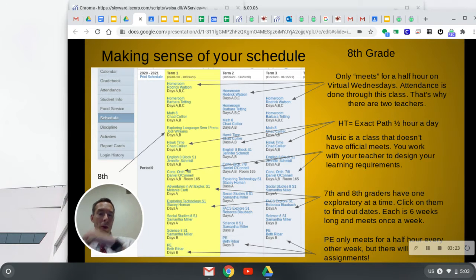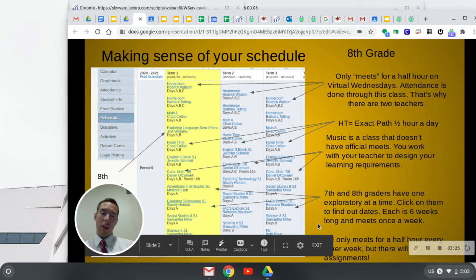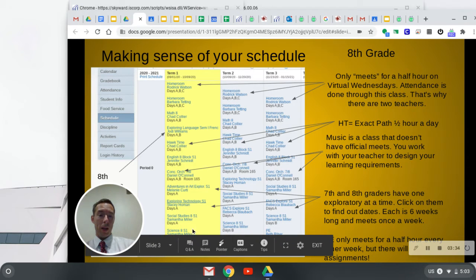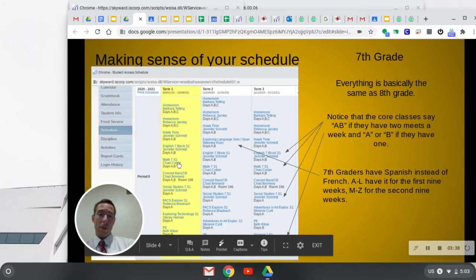You meet each one for 6 weeks, half hour every week of meeting. The rest of the time you're doing homework. And then notice everybody's got a PE class. PE is a class that meets just for a half hour every other week, but there will be lots of assignments to do between. So pay attention to that. So you all have a PE class too. Seems like a lot, but you guys can do it.